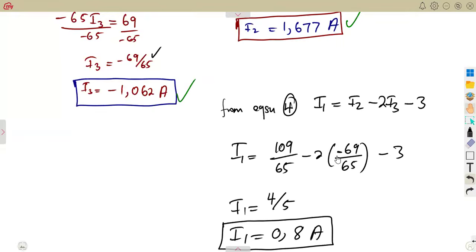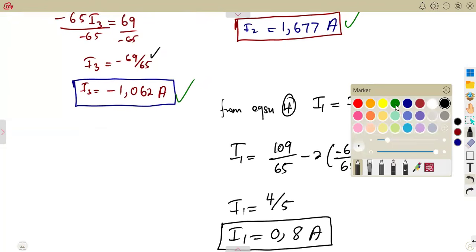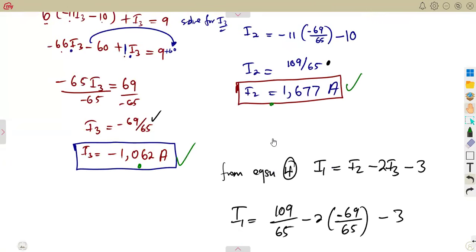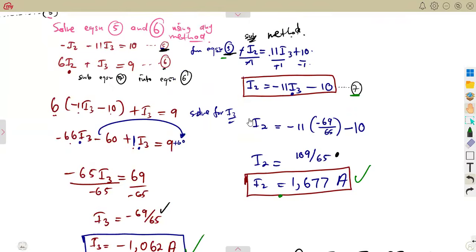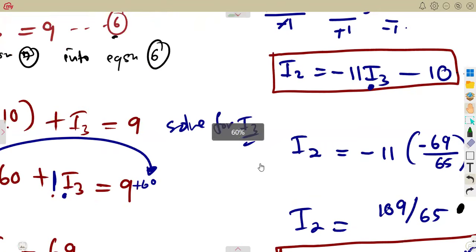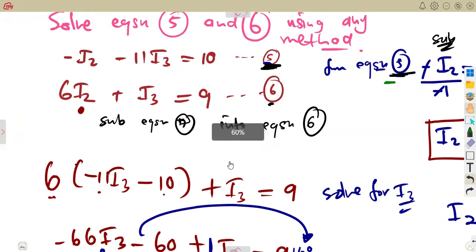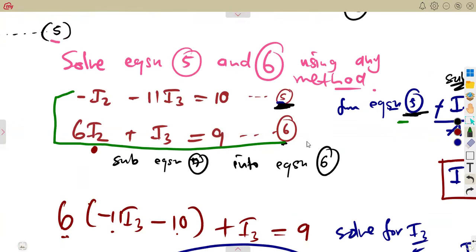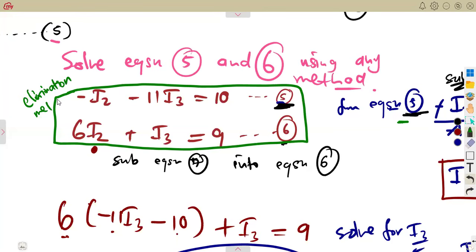So that is it, guys. We have got our currents, that is our current 1, our current 2, and also our current 3 by using the substitution. As we can see, it's substitution throughout. But like I said, elimination can be used at this point here when we have these two equations. At this point on equation 5 and 6, we can use our elimination method here. Elimination can be used at this stage.